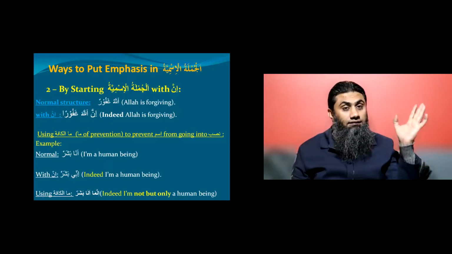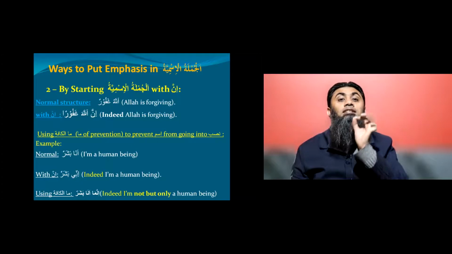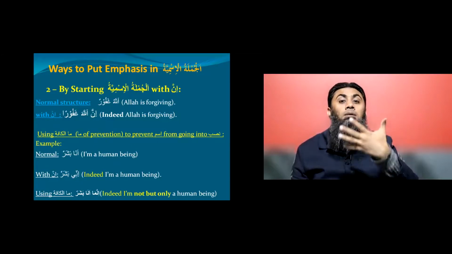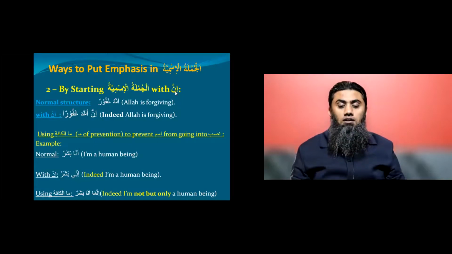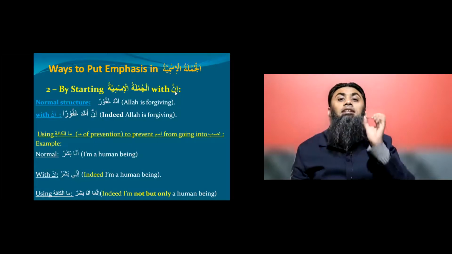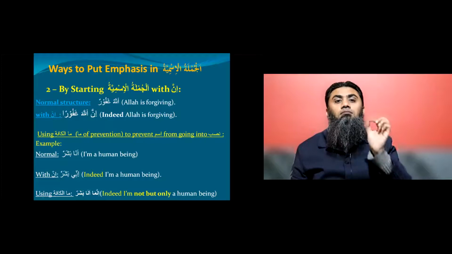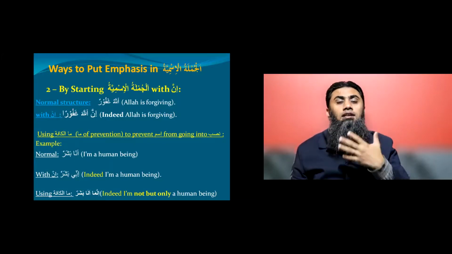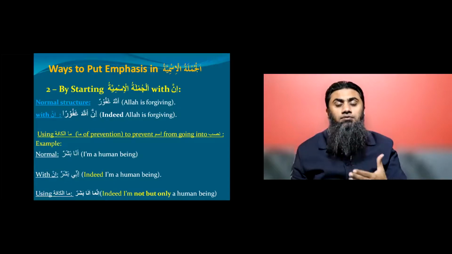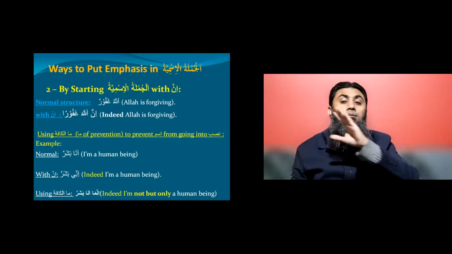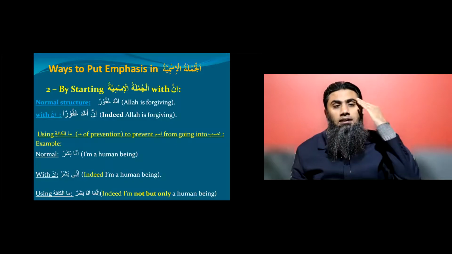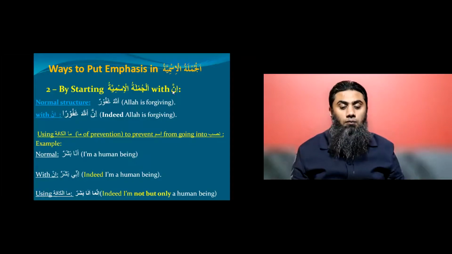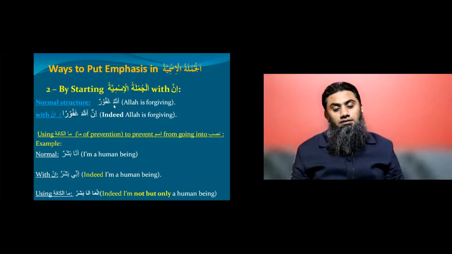Another way of making jumlatul ismiya emphatic is you start with inna. Remember, we discussed this, that when your sentence begins with inna or any word from the inna family, that's a nominal sentence. Now, because inna means indeed or certainly or for sure, in Arabic they call it izalatul shak, it comes to remove any doubt from the mind of the listener or the reader. You use inna in the start.